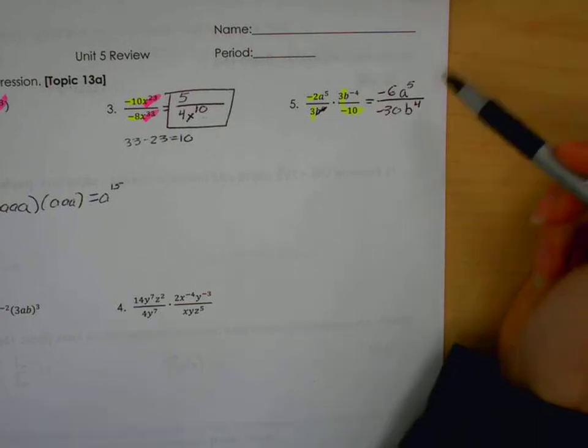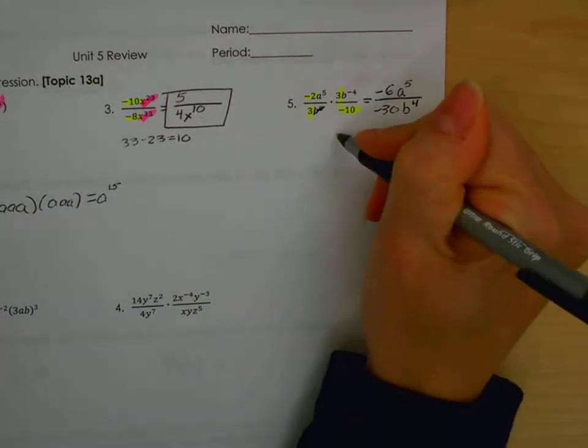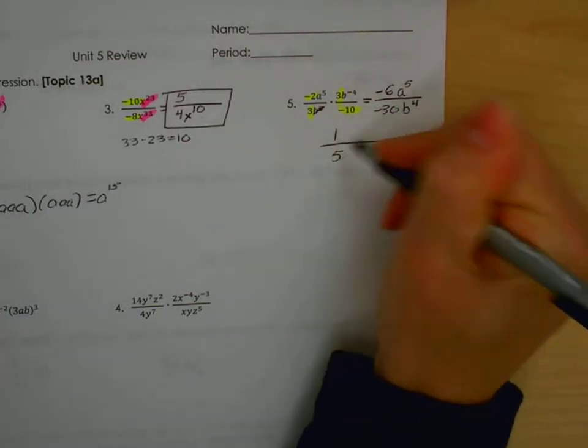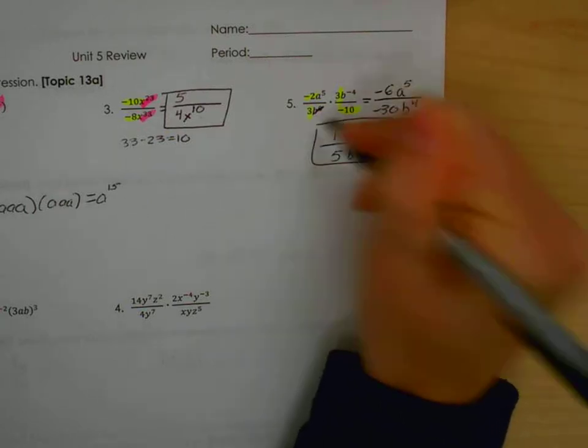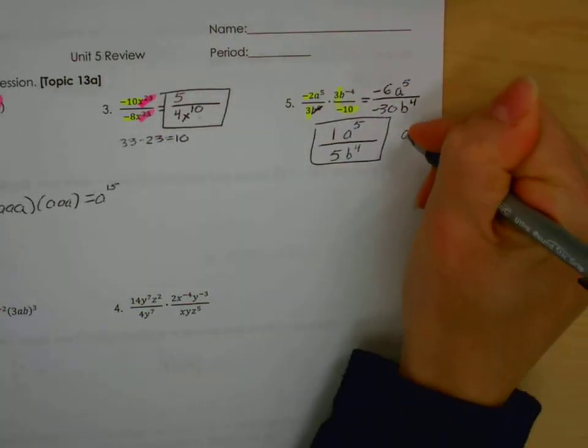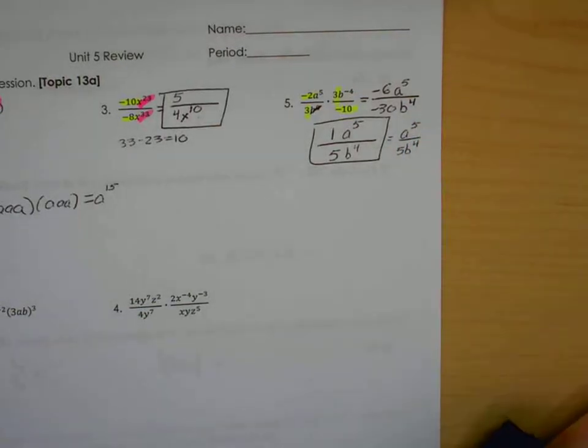So now I still have to simplify these numbers, right? I have -6 over -30. I can reduce that to be 1 over 5. So I've got 1 over 5, a to the 5th on the top, and b to the 4th on the bottom. You don't have to write the 1. You could just write a to the 5th over 5b to the 4th.